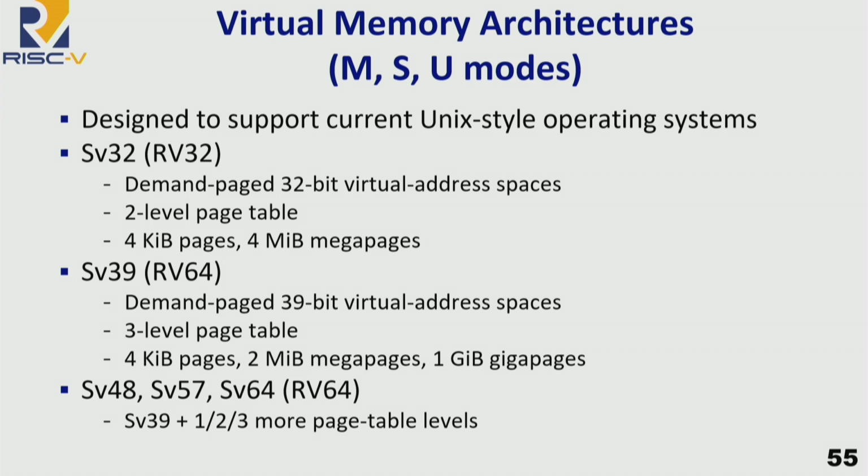And the size of the virtual address space varies depending on architecture or choice. RV32 has a 32-bit virtual address space, and actually supports a 34-bit physical address space. On RV64, the base one is SV39, a 39-bit virtual address space. But we also have 48, 57, and 64-bit virtual address spaces. They just add more levels in the page table, so they just increase the time of a TLB refill.